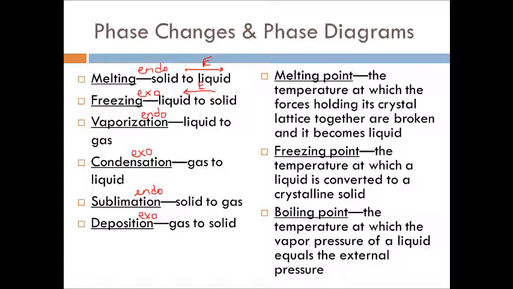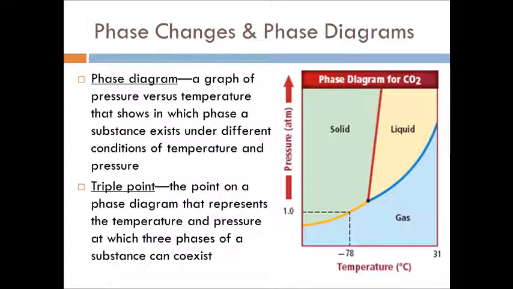Now, the point at which something melts is known as the melting point. Freezing point is that same point, except in the opposite direction. And then boiling point is where it goes from a liquid to a gas. And all of these can be shown on a phase diagram. So a phase diagram is essentially just a graph with temperature plotted on the x-axis, your y-axis is your pressure, and you're going to have different lines showing the different phases. So you've got solid, liquid, and gas.